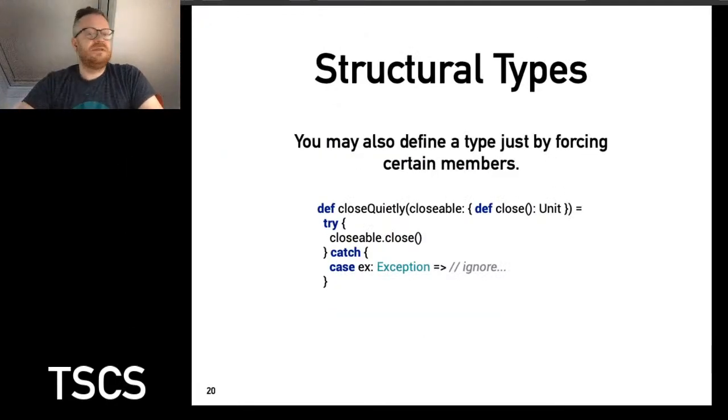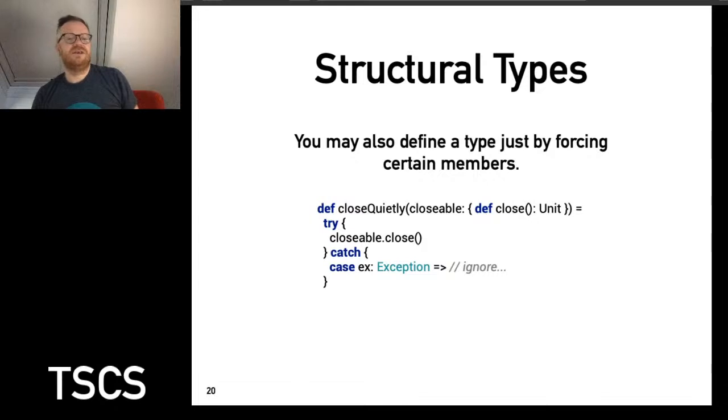One thing that you can have in Scala as well is structural types. You can define types on the fly by just forcing certain members. So what's done here is there is a function called closeQuietly, which takes a closable, and this closable is typed as something that has a function def close: Unit, nothing more. So there is no name for that. You don't need to define a new trait or class for that. You can just do it on the fly and force that anything that goes in here at least has a method called close that I can call.